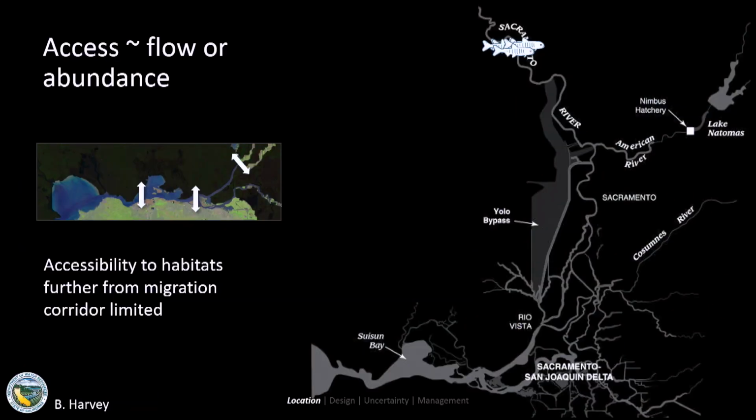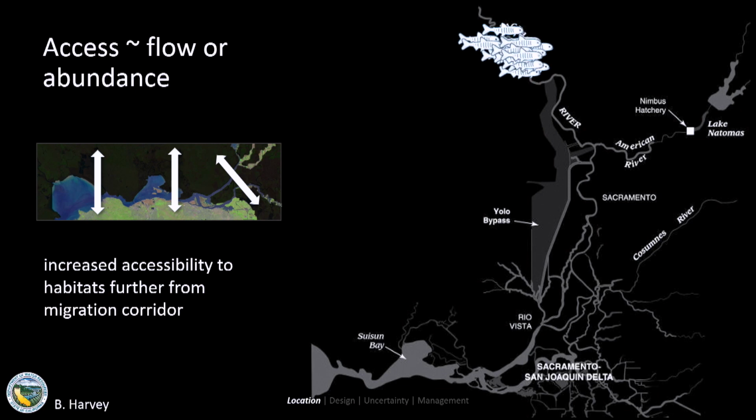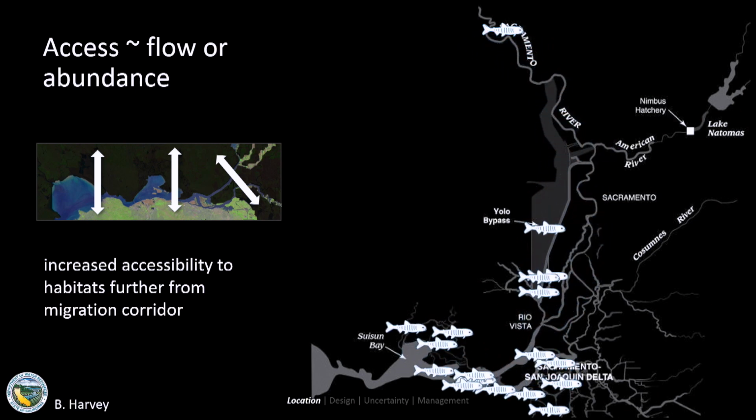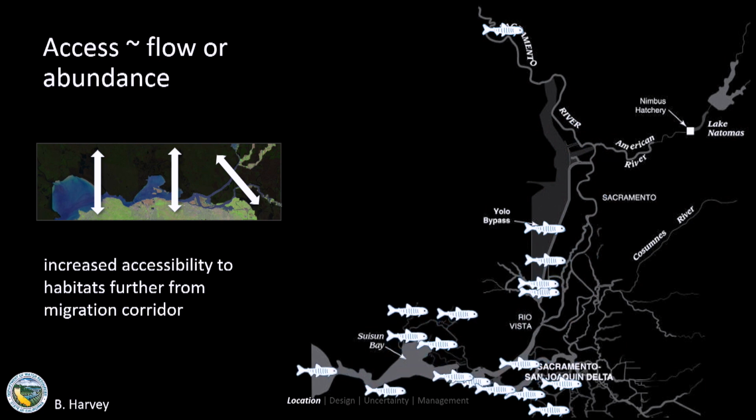These accessibility questions are going to be highly contingent on conditions. In low flow periods, there's just truly not a lot of kinetic energy in the system, meaning that these fish have to move further on their own. They're not getting carried by the flows into other habitats, which you might see in high outflow years like this, where salmonids can just be literally shuffled everywhere because conditions can be different.